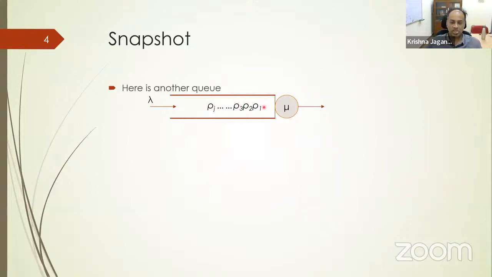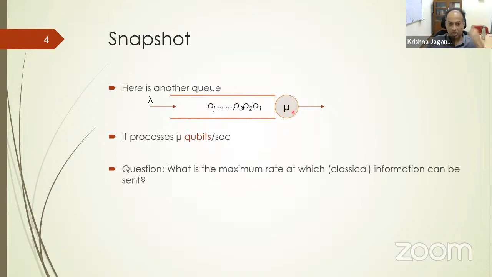So these are qubits. The thing with qubits is that when they propagate through optical fibers, or if they are held in an optical buffer, they tend to decohere. So that is where I'm getting at. Now here, this guy processes mu qubits per second. What is the maximum rate at which classical information can be sent through this queue? This seems like a very fundamental question that we should answer, and that's what this talk is about.